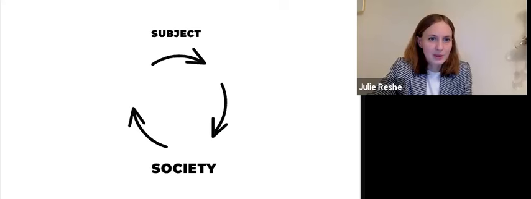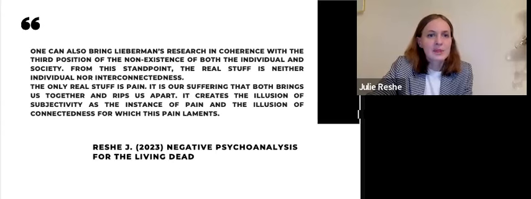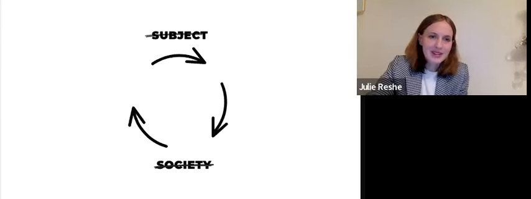But we can also use it to support the third position that we were discussing, the position where neither subject nor society actually exists. And the real thing would be pain. So there is no subject, there is no society. Lieberman's research can be used to see not the individual as the real thing, nor society as the real thing, but pain as real. We start with pain, the pain of rupture, and out of this pain appears the illusion of subjectivity, as the instance of this pain, someone who feels the pain as an individual, and the illusion of interconnectedness as a longing for the other that at the same time fails. So there is the pain, and there's a picture to show it. There is no subject, no sociality.